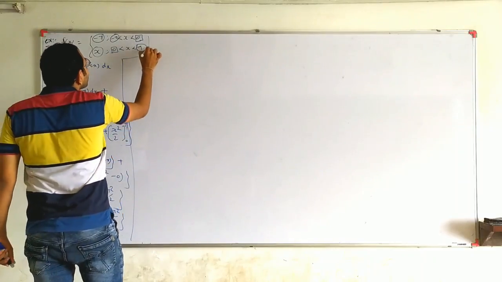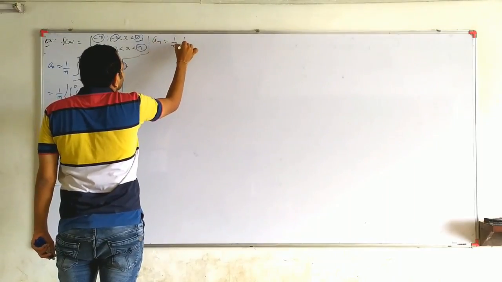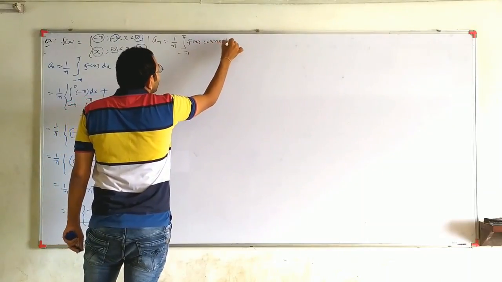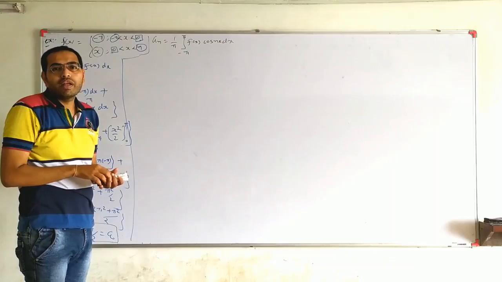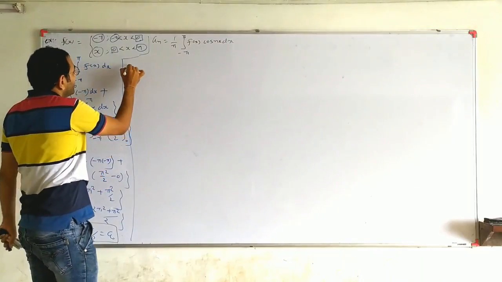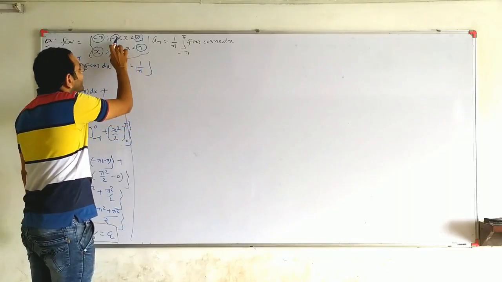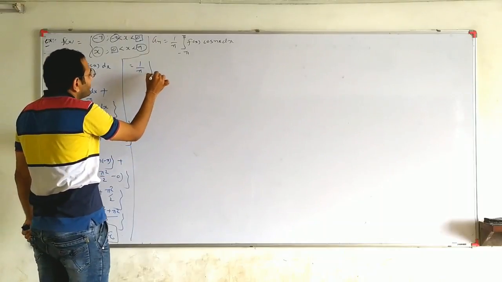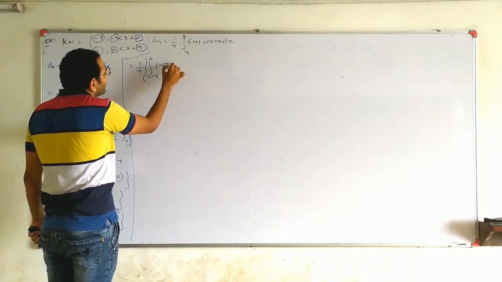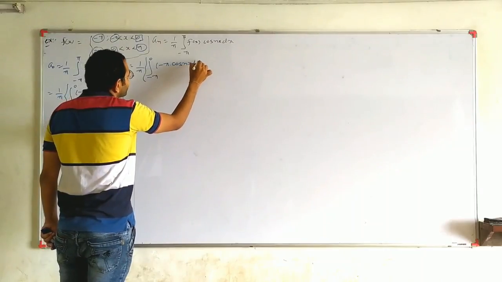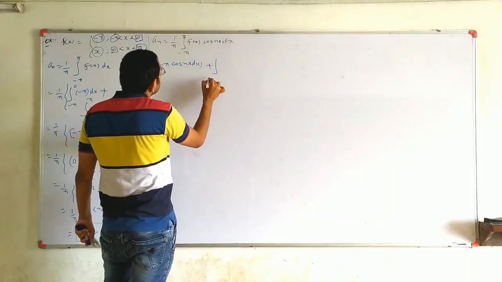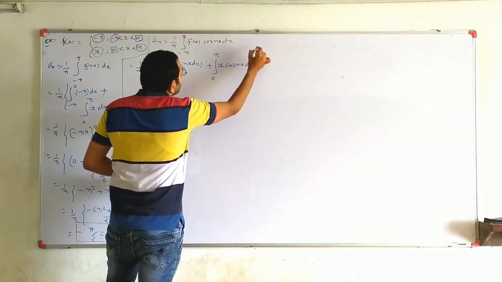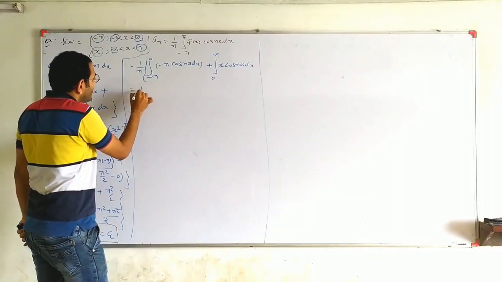Similarly, we will find the value of an. an equal to 1 upon pi, integral minus pi to pi, f of x cos nx dx. Similarly, we will break the limits of the function: from minus pi to 0 the function has value minus pi, so minus pi into cos nx dx, plus from 0 to pi the function has value x, so x into cos nx dx, then 1 upon pi.